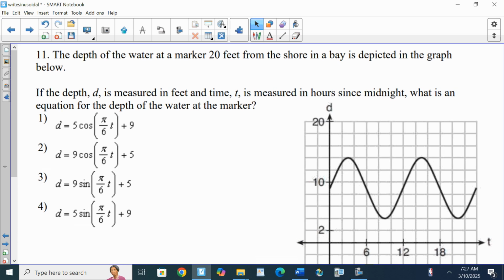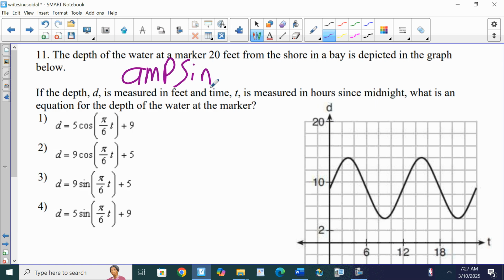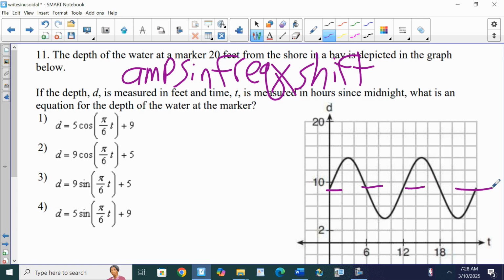If it's multiple choice, you really don't have to go through all that. We're still going to be using amp sine freq x shift. But now just look for some main components and cross out what it can't be. I would start with, is it sine or cosine, positive or negative? Well, if I eyeball it, my midline's somewhere around there. This is starting at the midline and going up, so I know it's got to be positive sine. So choices 1 and 2 are out.